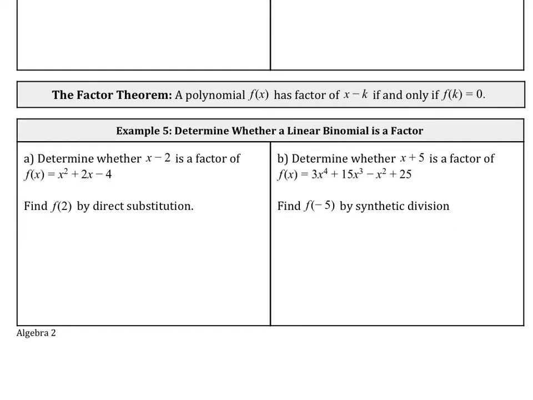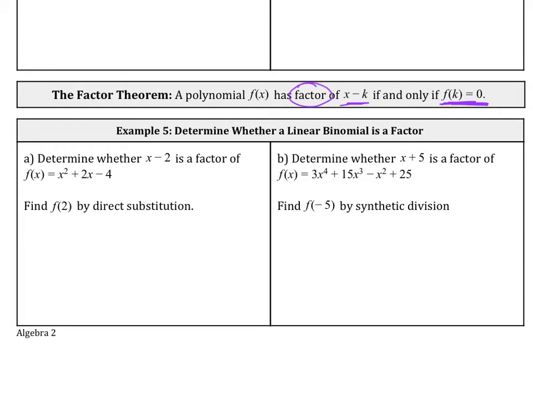Let's take a look at the factor theorem. A polynomial f of x has a factor of x minus k if and only if f of k equals 0. So what that means is if we use synthetic division and we get a 0 as our remainder at the end, then it is a factor of that polynomial.